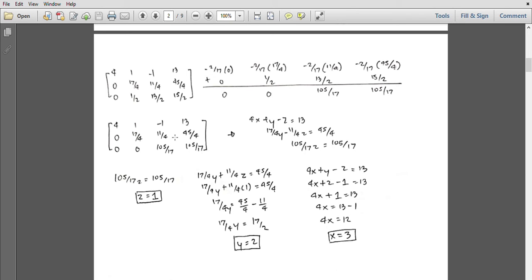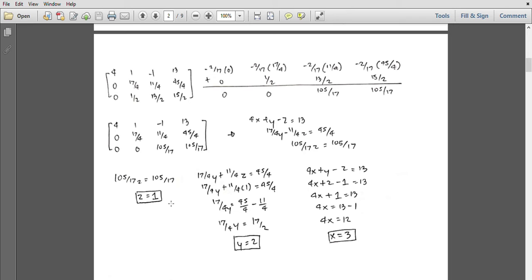17 over 4y plus 11 over 4z equals 45 over 4. 105 over 17z equals 105 over 17. This shows that 105 over 17z equals 105 over 17. Thus we get the value of z, which is 1.